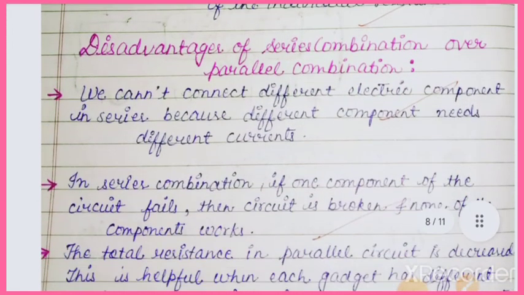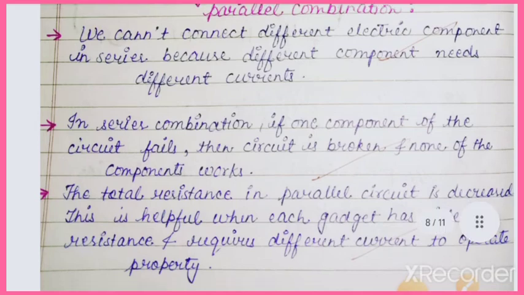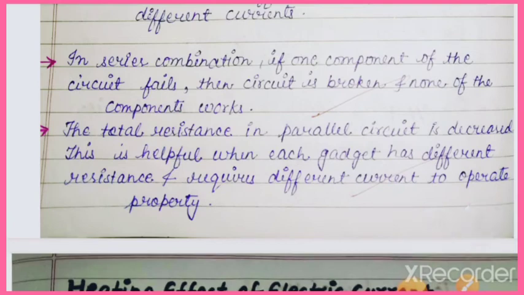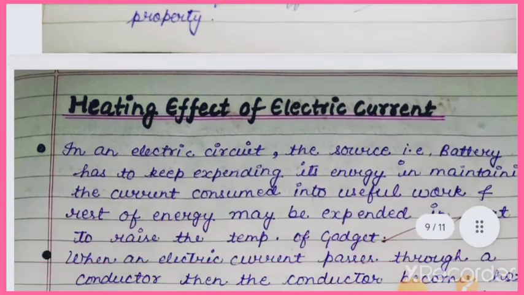Then the disadvantage of series combination over parallel combination. There are disadvantages of series combination. The first one is we can't connect different electric components in series, because different components need different currents, right? And in series combination, if one component fails, then the circuit is broken and none of the components work, right? Which I have already told you. Then total resistance in a parallel circuit is decreased. This is helpful when each gadget has different resistance and requires different current to operate properly.